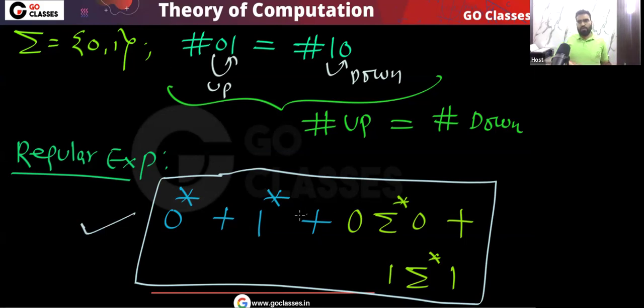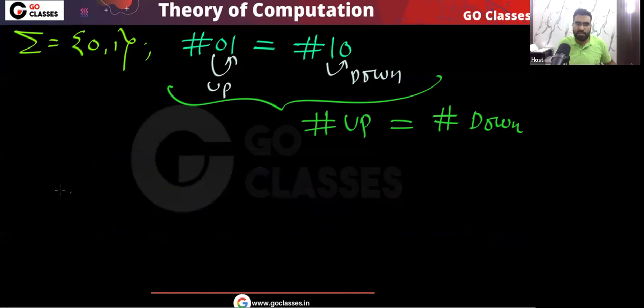Because remember, if you start with 0, you cannot end with 1. If you start with 1, you cannot end with 0. So if you are starting with 0, you will end with 0. If you are starting with 1, you will end with 1. And one more interesting thing. If you take this type of string, then in between whatever you do, number of up down will be the same. Can you prove it? I am saying that between these two zeros, whatever you do, number of up down will be the same. Can you prove it?